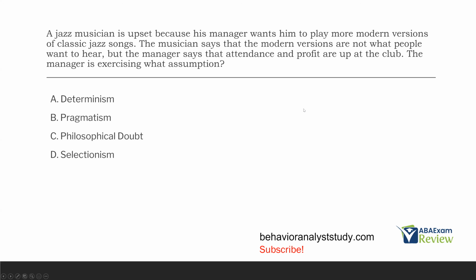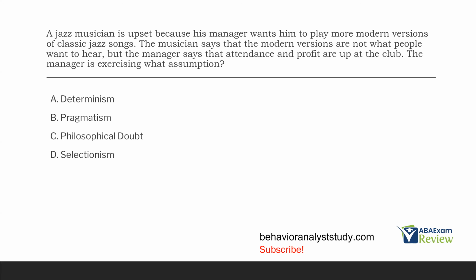A jazz musician is upset because his manager wants him to play more modern versions of classic jazz songs. The musician says that the modern versions are not what people want to hear, but the manager says that attendance and profit are up at the club. The manager is exercising what assumption? All right, assumptions, things like determinism, pragmatism, empiricism, selectionism, on and on and on, right?